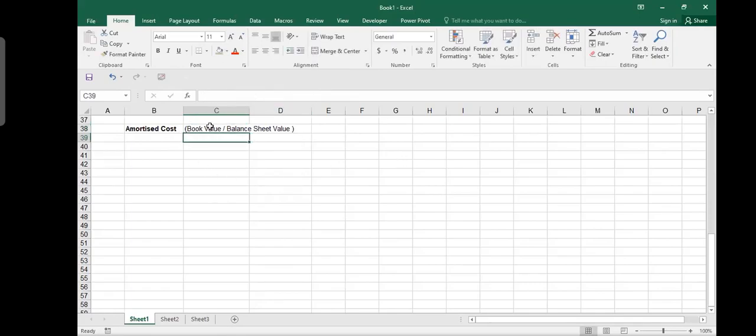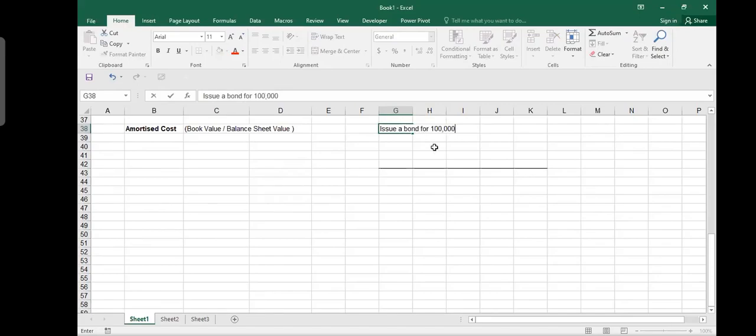Amortized cost. Let's suppose now we did our chapter provision. We did some other chapters as well. We understand that if we take a loan, for example, we issue bonds. For example, we issue bonds for $100,000 at 6%.